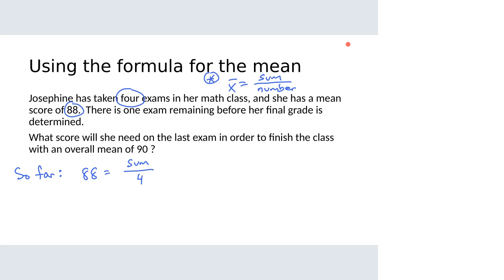Just like we did in the last one, we're trying to get sum by itself. So we're going to multiply by 4 on the right so that these cancel. We're going to multiply by 4 on the left. And what that does for us, 4 times 88, that lets us know that so far in this class, she's earned 352 points.